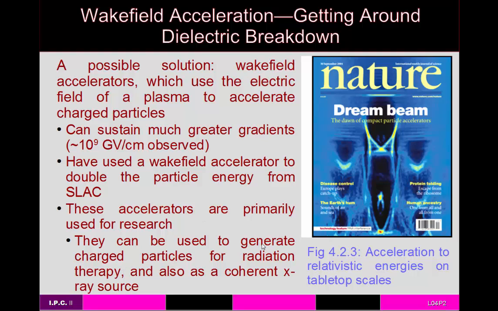What these accelerators are used for right now, these tabletop ones certainly, are primarily for research purposes, but they could in principle be used, and in some cases are used, to generate charged particles for anything from radiation therapy to deposition sources to coherent X-ray light sources.